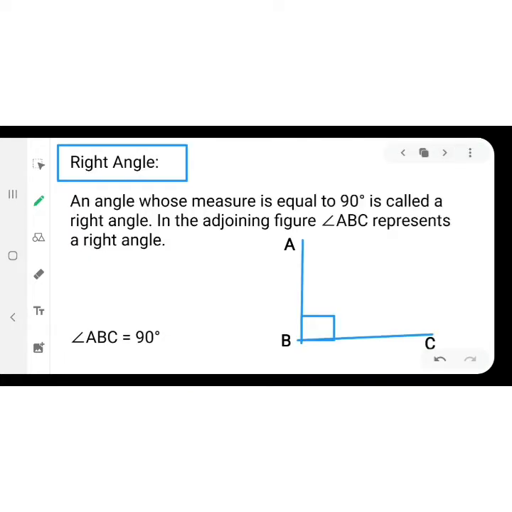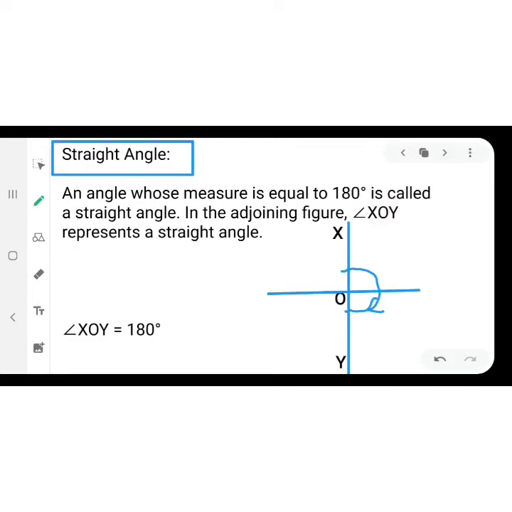Now, the definition of a right angle: an angle whose measure is equal to 90 degrees is called a right angle. In the adjoining figure, angle ABC represents a right angle. I hope this definition and this figure are clear to you all. Then, straight angle: an angle whose measure is equal to 180 degrees.